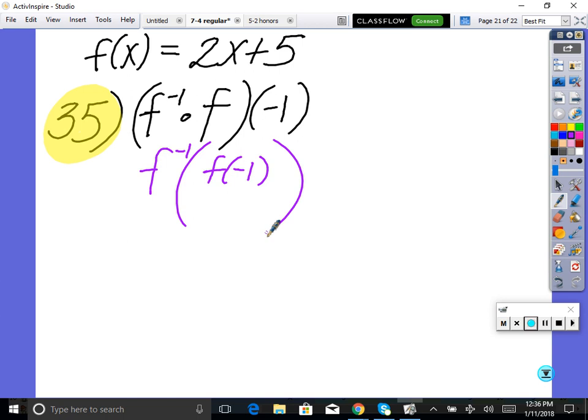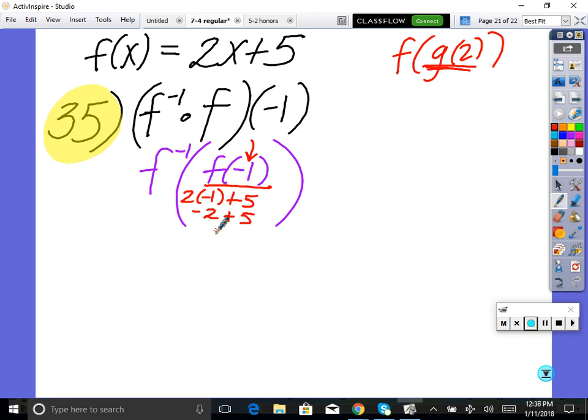So then from there, remember back to this. If we had f of g of 2, for example, we calculate g of 2 and then plug that in. So our first thing is to calculate our function when we plug in negative 1. So go to the function, plug in negative 1. 2 times negative 1 plus 5. Won't that be negative 2 plus 5, which is 3? So we're literally looking at f inverse of 3. Yep, we put 3 into the inverse.